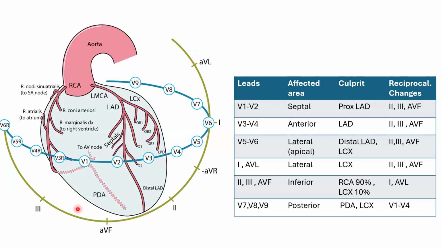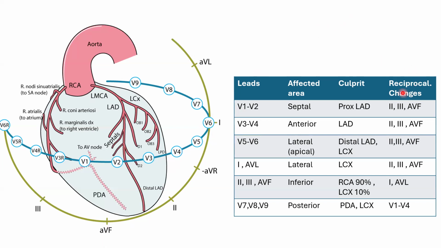Now we have something called a posterior MI, and we're going to be discussing it in more detail later on. In this posterior MI, we're going to notice the ST segment elevation or changes in V7, V8, and V9, which is a posterior EKG, and we will be discussing it later on.